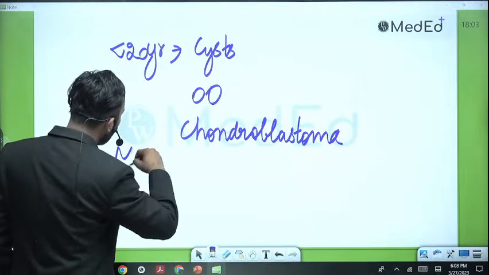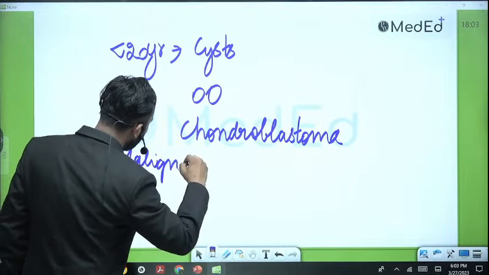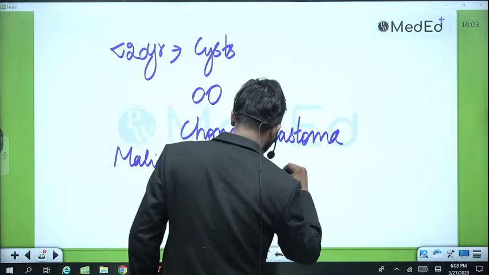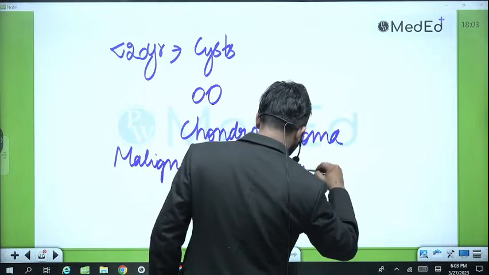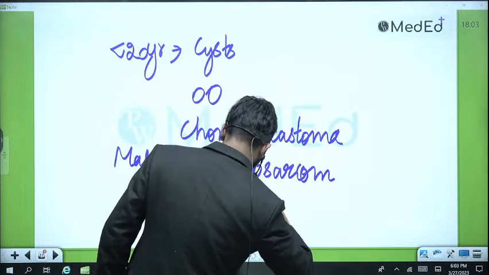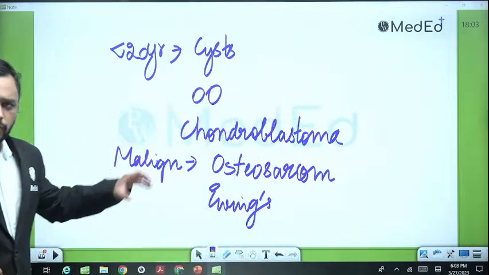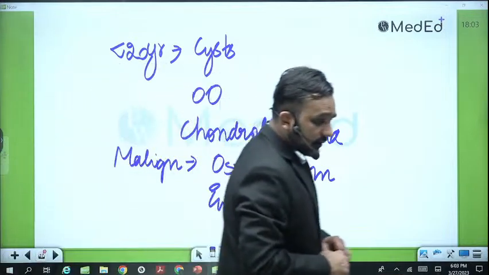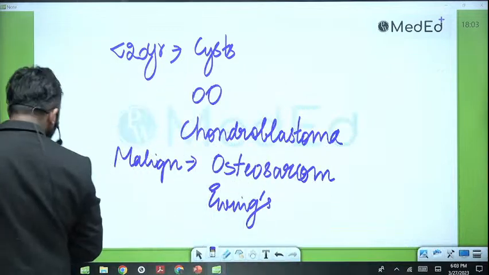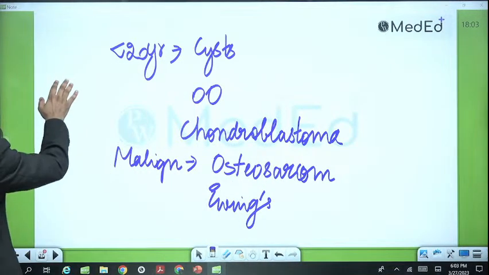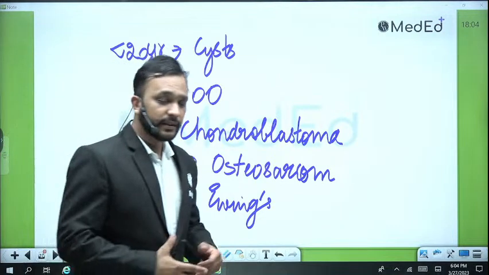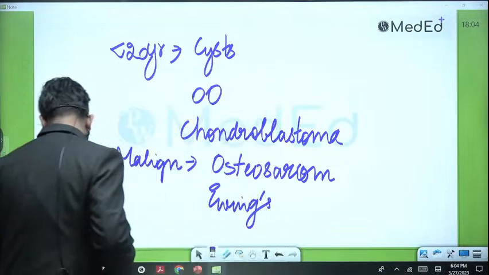And if I talk about malignant bone tumors, malignant will include osteosarcoma and Ewing sarcoma. Just remember that these tumors can be grouped according to age also. So if we just know the age, we can tell a lot of things about the tumor.